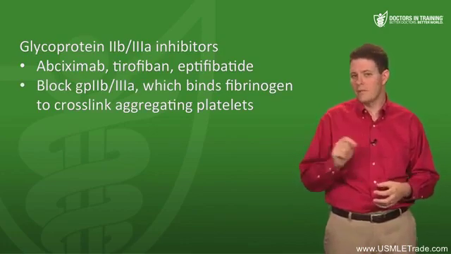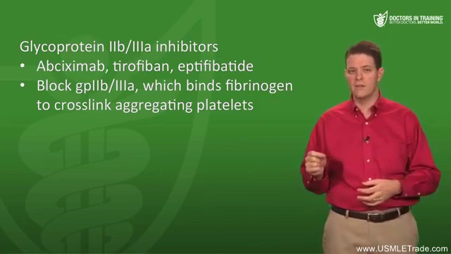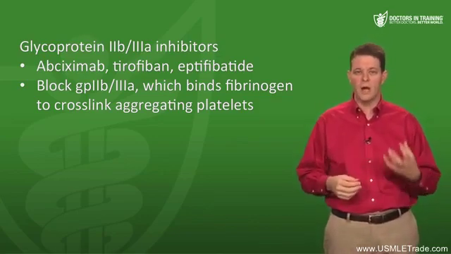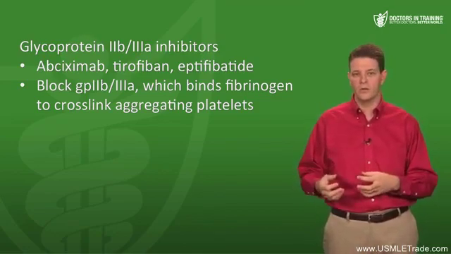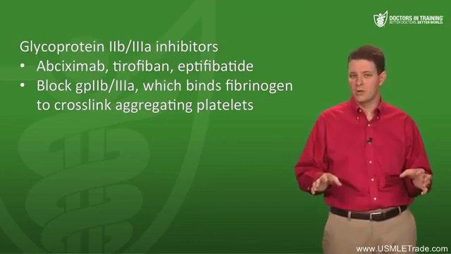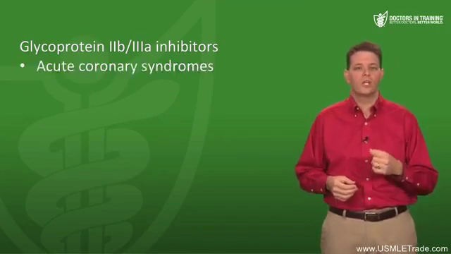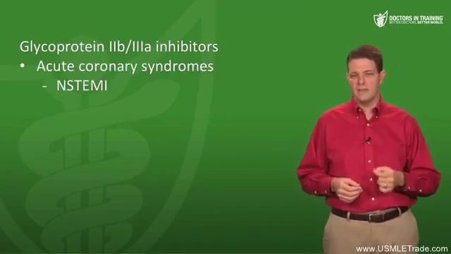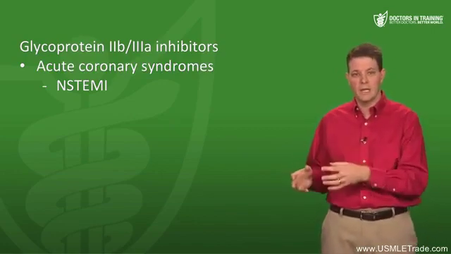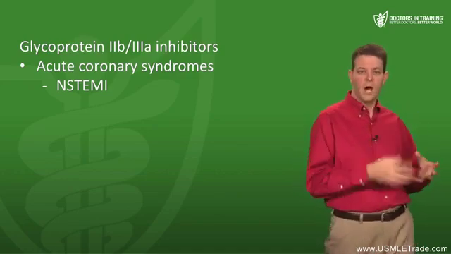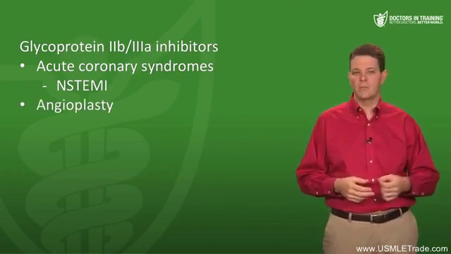And make note that tirofiban and eptifibatide both contain FIB in the middle of the name, and that reminds us of fibrinogen. So the end result of blocking 2B3A with these drugs is that you inhibit platelet aggregation, similar to the way clopidogrel works. But these actually act on a totally different receptor and at a different step in the process. 2B3A inhibitors are mainly used for acute coronary syndromes, specifically the non-ST segment elevation MI. So for an ST elevation MI, you might give a thrombolytic like TPA or streptokinase. But for a non-ST elevation MI, you consider a 2B3A inhibitor. They're also used during and after angioplasty.